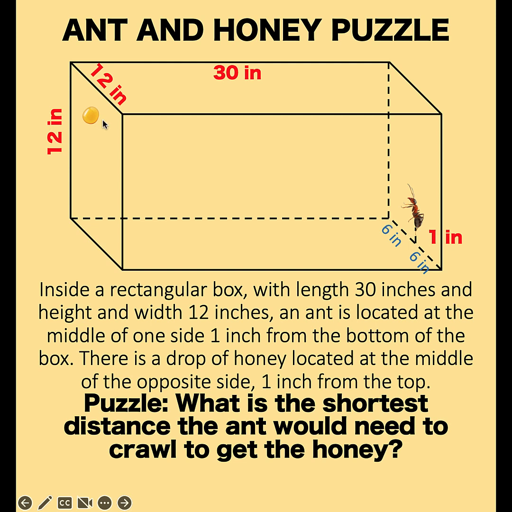Now on the opposite side here, there's a drop of honey located at the middle of the opposite side, 1 inch from the top. Now the question is, what is the shortest distance that the ant would need to crawl in order to get the honey? You can pause the video and see if you can solve this math problem.